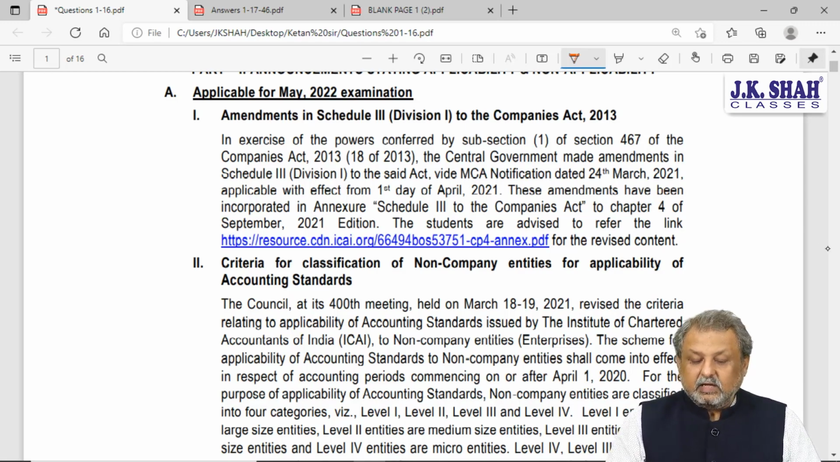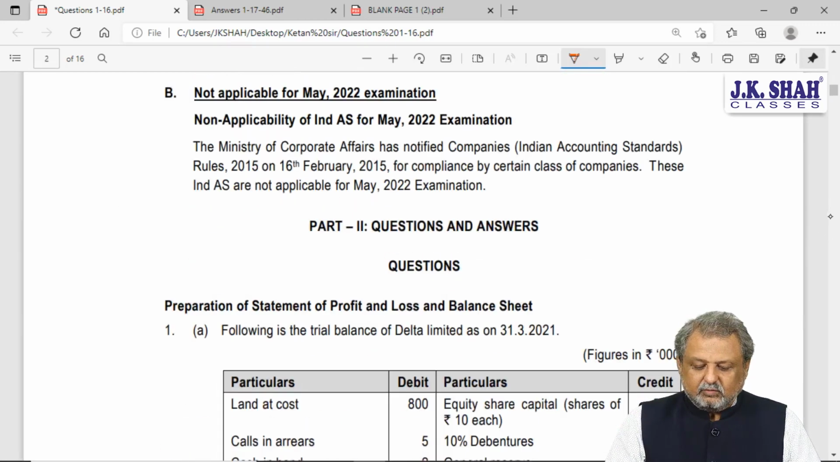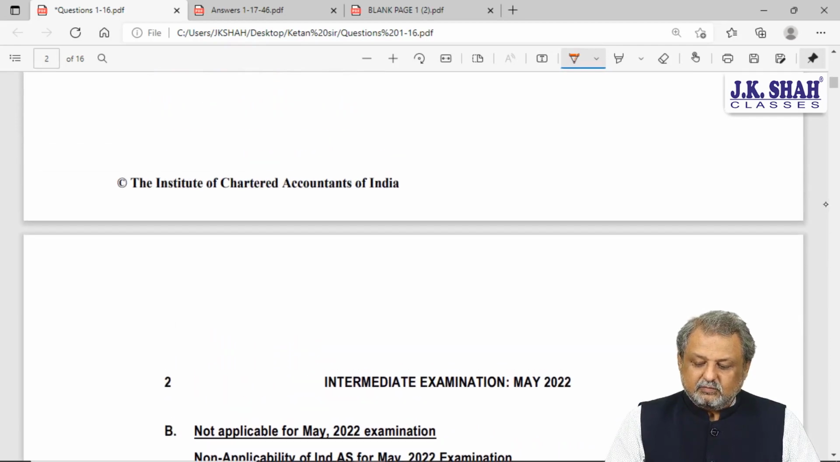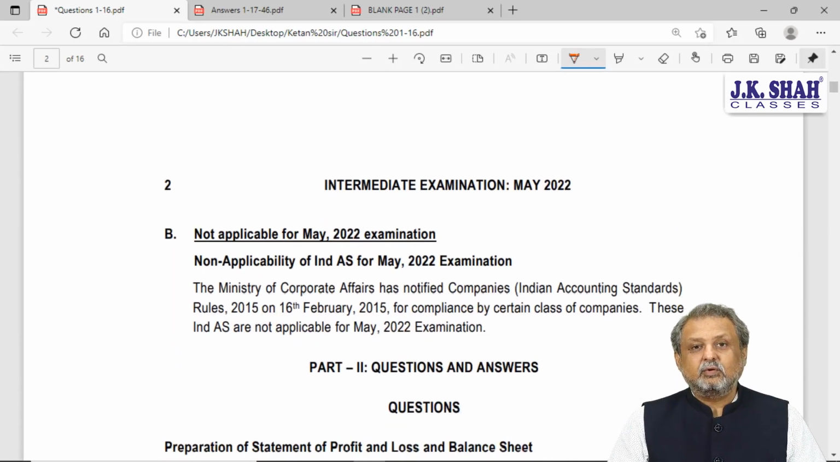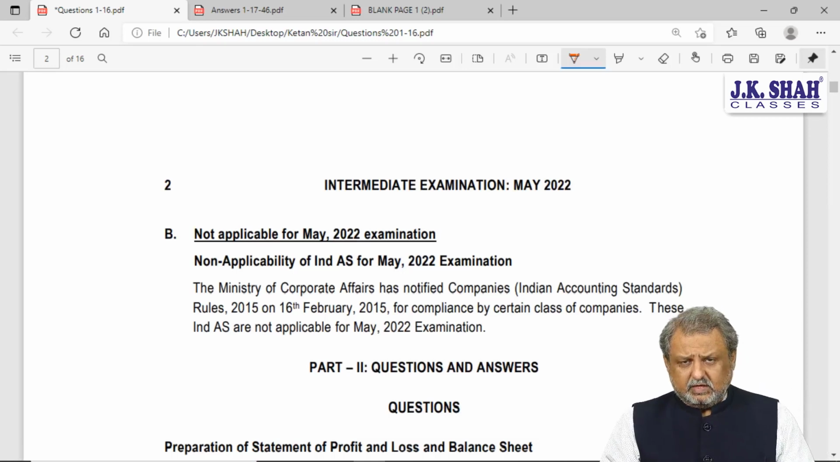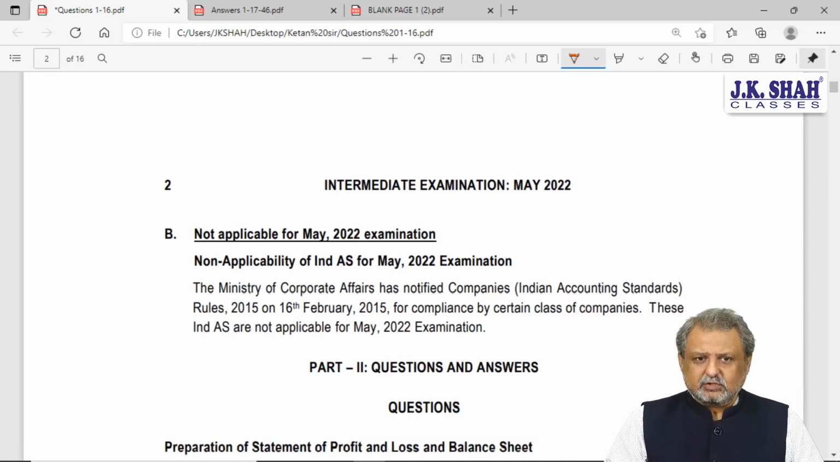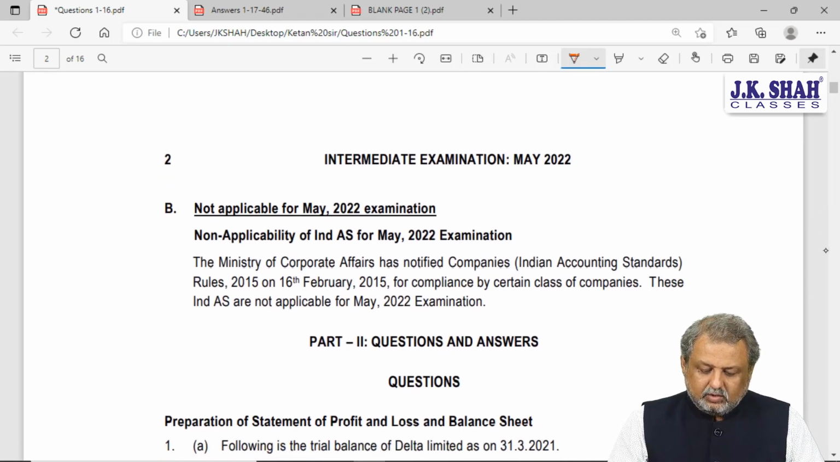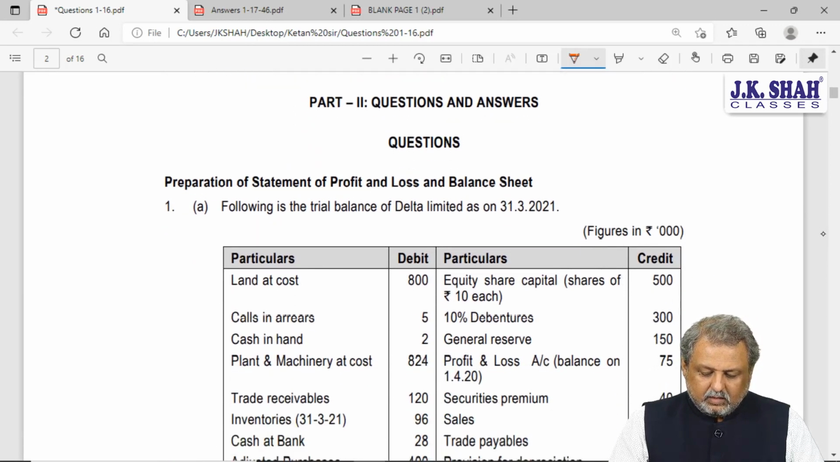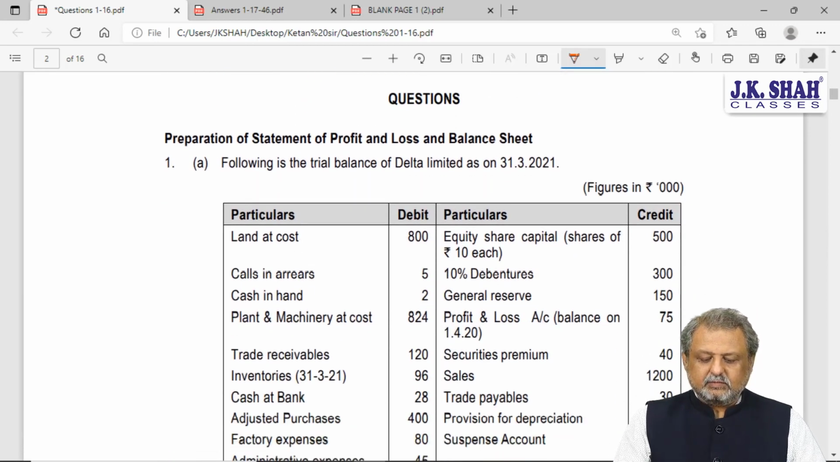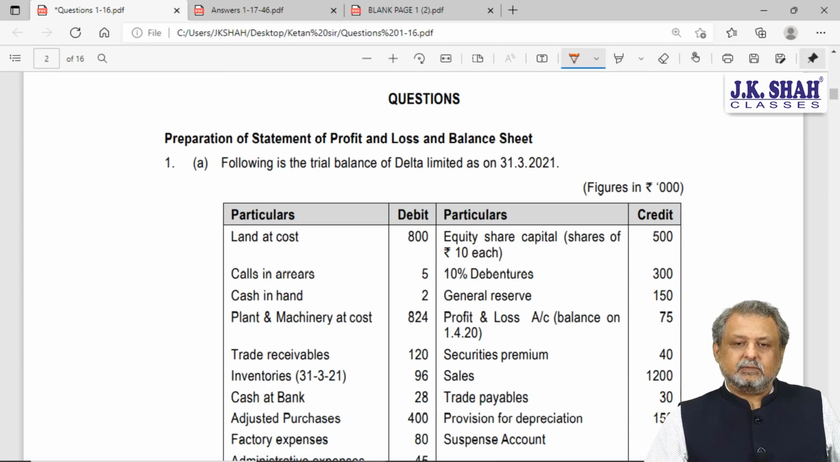The application and non-application of accounting standards will be discussed when you are doing accounting standards. Today we are going to do everything except accounting standards and cash flow. All other topics we are going to do. So coming to question number 1, that is preparation of the statement of P&L and the balance sheet.